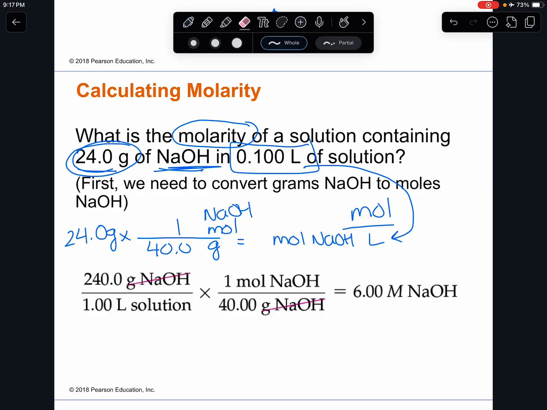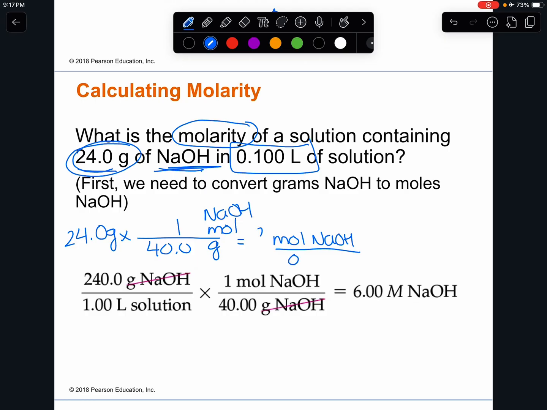Erase a couple of things, have a little bit more room here. And then what you're going to do after that is you're going to divide it by liters, which in this case is provided to you. So whatever this answer is, you're going to go ahead and divide it by this 0.100 liters, and this will end up getting your molarity of 6.0.